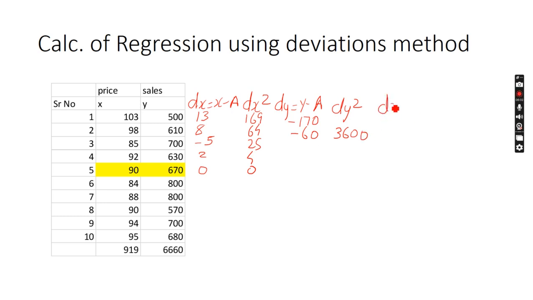And finally I have dx multiplied by dy. So take say 13 multiplied by minus 170, which is minus 2210. So if you see, if you multiply a positive number with a negative number, the product would be a negative number.